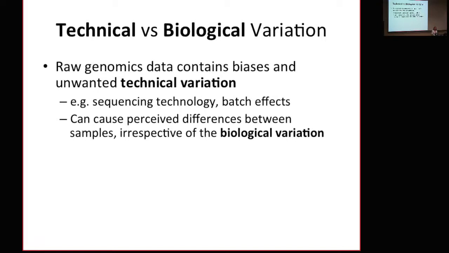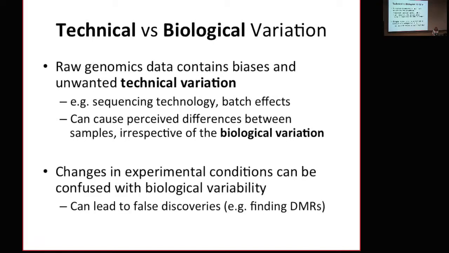Or say you ran a set of samples in the lab on Monday and then you ran a second set of samples on Tuesday. You could observe differences even though they're technically the same methylation. The true methylation is the same. That's unwanted technical variation that you don't want to deal with. These can cause perceived differences in your sample, irrespective of the biological variation.